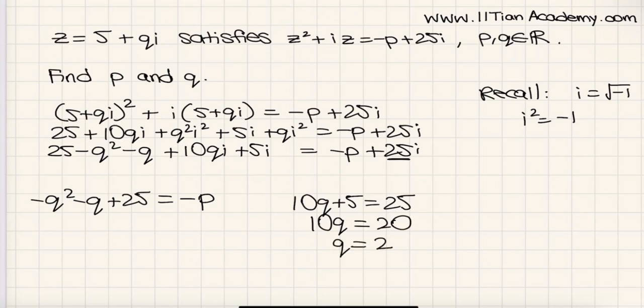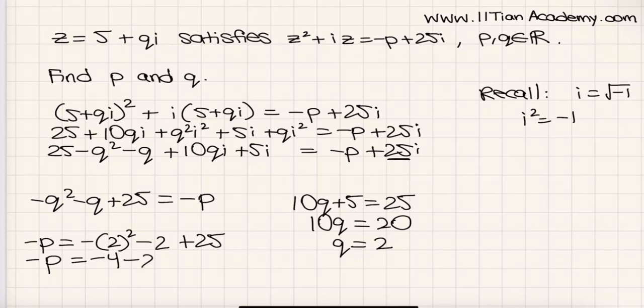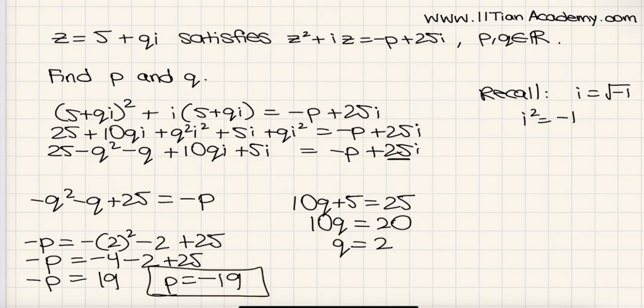Now, if q is equal to 2, that tells us that negative p is equal to negative 2 squared minus 2 plus 25. Therefore, negative p is negative 4 minus 2 plus 25. Therefore, negative p is equal to 19, and therefore p is equal to negative 19. And so those are the answers.